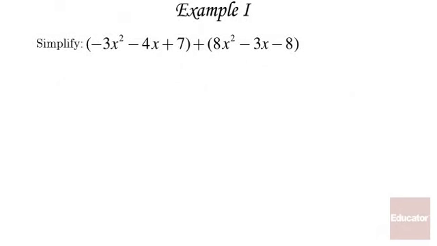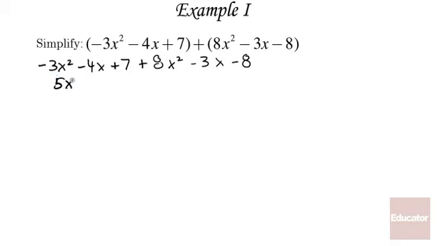Looking at the first example, this is simply adding a polynomial to another polynomial. And I'm going to remove the parentheses. And since it's addition, I don't have to worry about any sign changes. I just take away the parentheses and keep the signs the same. So remove the parentheses and then combine like terms. So this is going to give me negative 3x squared plus 8x squared is going to be 5x squared. Negative 4x and negative 3x, negative 7x. 7 minus 8 is negative 1. So very straightforward, just remove the parentheses and combine like terms.